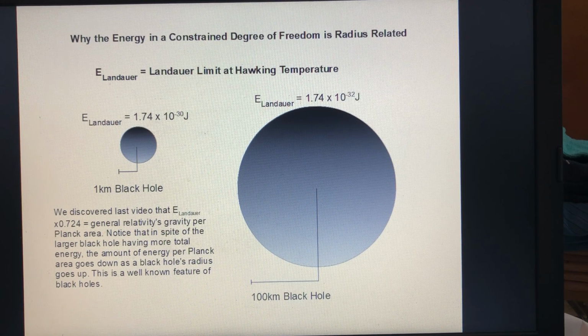Now the 100 kilometer black hole is 100 times the size. It has an E Landauer of 1.74 times 10 to the negative 30 joules. 2 orders difference in magnitude and scale, 2 orders difference in energy level. As radius goes up, energy level goes down. Notice that in spite of the larger black hole having more total energy, the amount of energy per Planck area goes down as a black hole's radius goes up. This is a well-known feature of black holes.